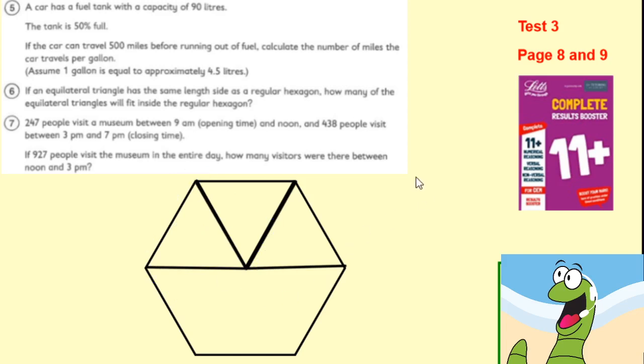So if 1, 2, do this with me. So if 1, 2, 3 equilateral triangles fit in there, that must mean that I can fit another 3 in, which means the total number of equilateral triangles will be 6. I can show you that if you wish. Let's have a quick look.